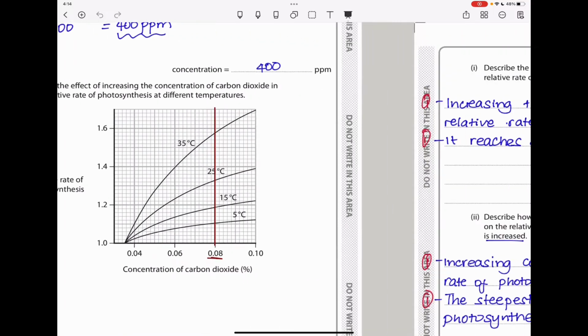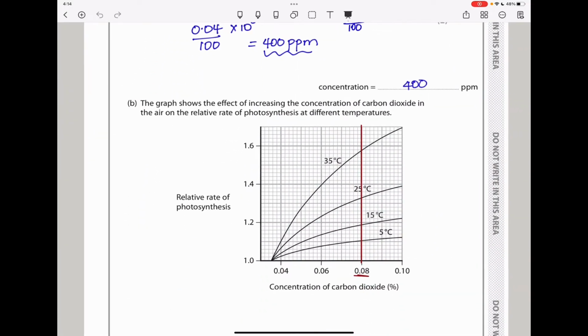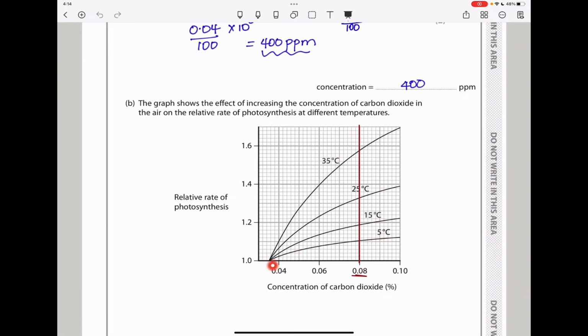Let us move on. Here they say, describe the effect of increasing the concentration of carbon dioxide on the relative rate of photosynthesis at 5 degrees Celsius. So I'm going to go back to the graph and look at 5 degrees. Moving back here, at 5 degrees, we can see that the higher the concentration of CO2, the higher the rate of photosynthesis until a specific concentration. We can see until about here, then the rate is going to level off.